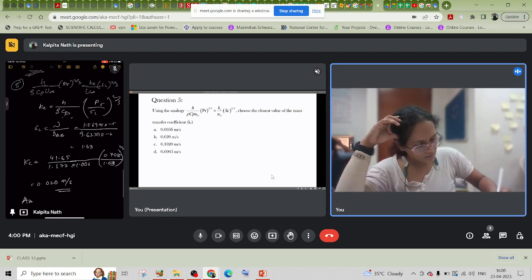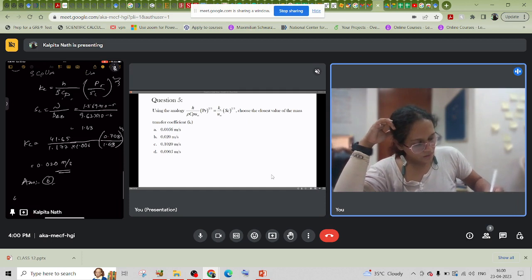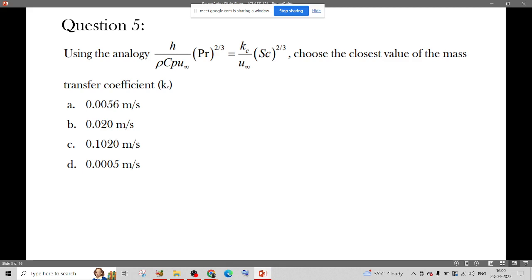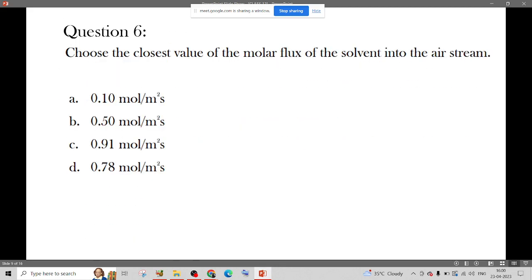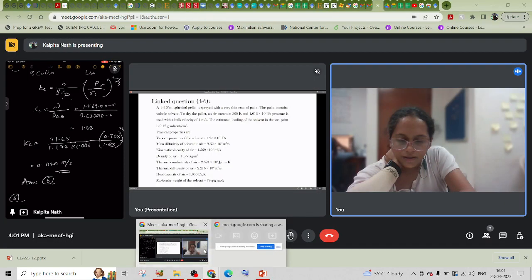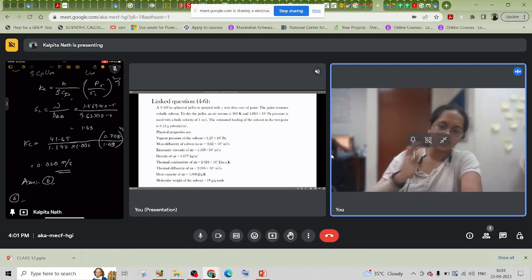This answer, which one is this? It is B. Now let us proceed to the sixth question. Question number 6. Choose the closest value of the molar flux of solvent into the air stream. So we have to find out the molar flux of the solvent into the air stream. I'm giving this page onto display. We'll take 5 minutes for this and then we'll proceed with the solution. I'll wait for someone to solve this. Otherwise, we'll go on with the solutions.